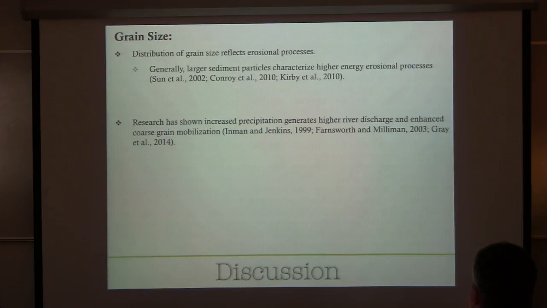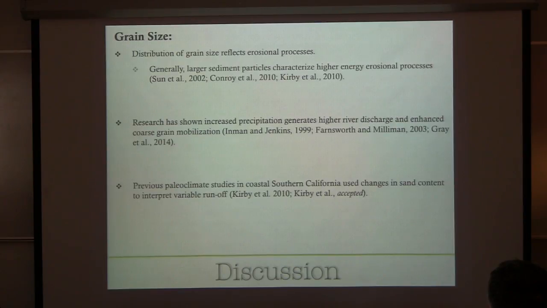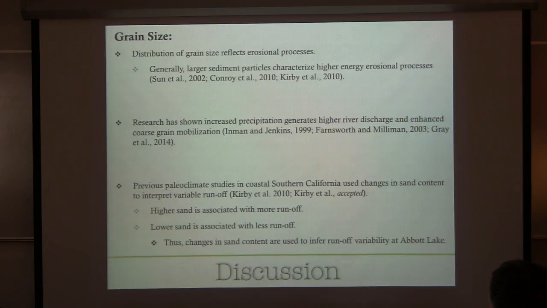So to illustrate this, research was done on 20 rivers throughout Southern California. And what they found is that when precipitation was higher, river discharge increased because you have more water in the system. And because of this higher transport energy, more coarse grains were mobilized. Therefore, previous studies in Southern California, such as Kirby's work at Abbott Lake and Lake Elsinore, have used variations in sand content to infer runoff variability, such that when they see high sand, they infer more runoff. Low sand, they infer less runoff. And we wanted to use these same interpretations at our site. But again, we can't just assume that they hold true, we have to test them.